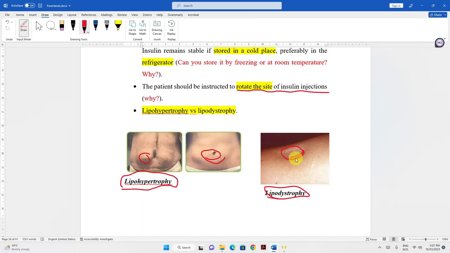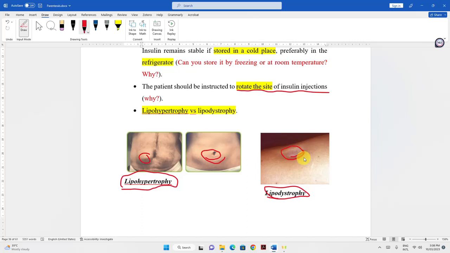One of the reasons was attributed to injecting a cold preparation, like when you are taking the vial from the refrigerator, you are not waiting enough time for it to come to room temperature, okay, and you are injecting it when it's cold.